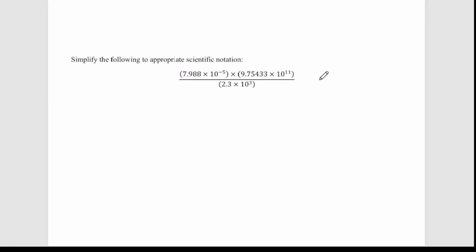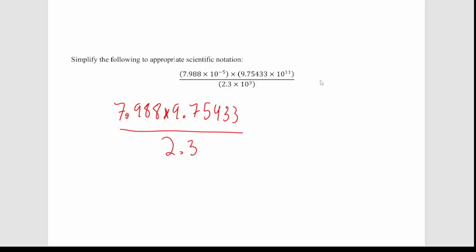For this next one, you're allowed to sort of move in whatever order you want, but again, I'm going to kind of condense my coefficients together and then deal with my tens separately. So in particular with my coefficients, I've got 7.988 times 9.7, I'm actually going to do it times with an x this time because there's so many decimals floating around, 433 over 2.3. And then in terms of the tens, I've got times 10 to the negative 5th times 10 to the 11th over 10 to the third. And I'm going to just deal with them separately.